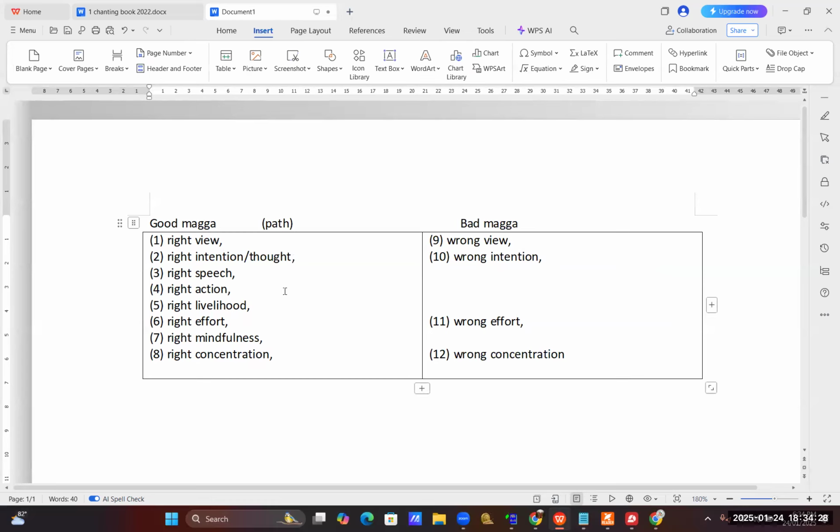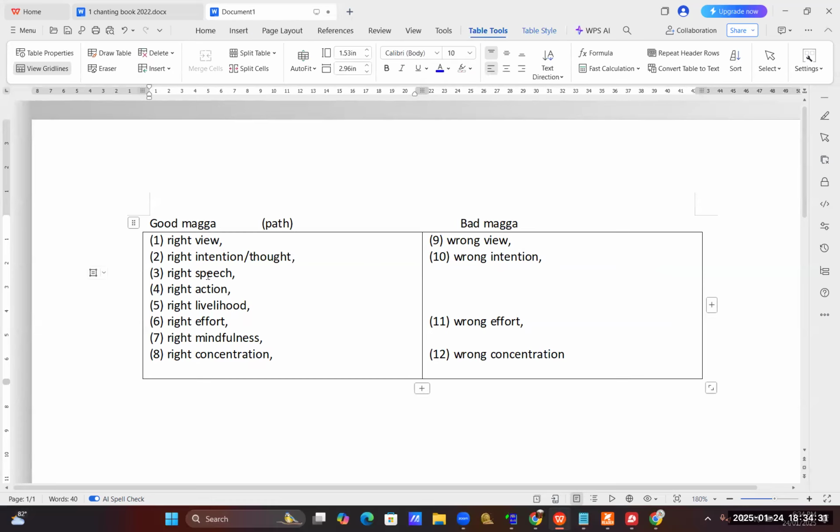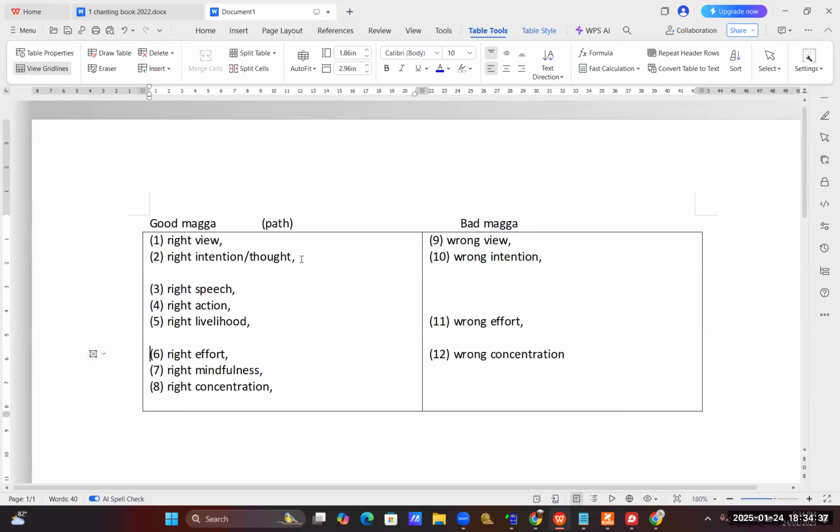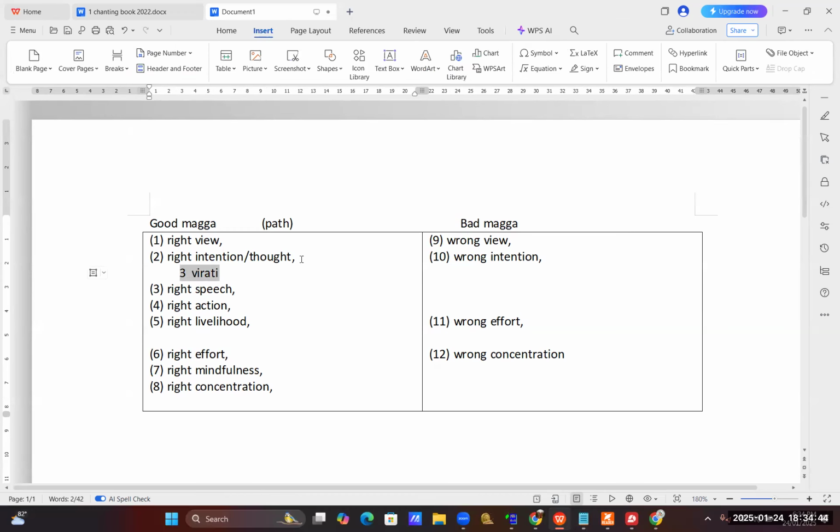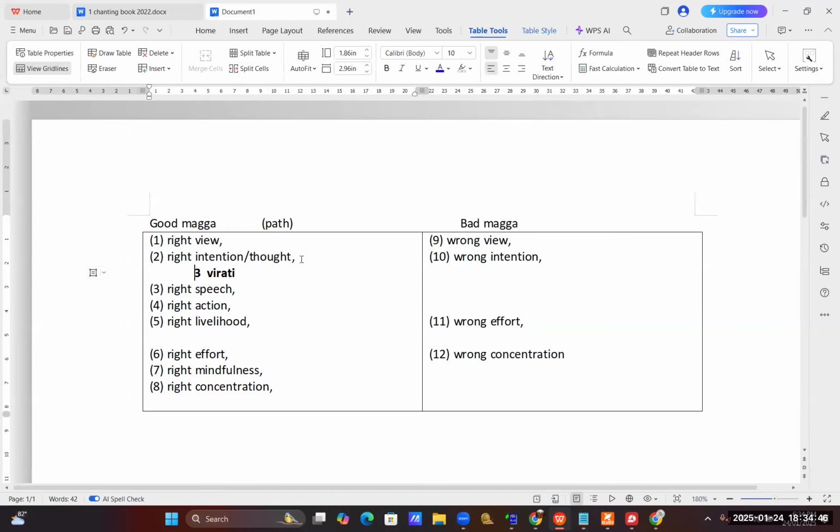Now the question is, now these 3, right speech, action, livelihood, this one we call the virati. I think you all remember when you learned the Cetasika. So these 3 are called 3 virati, right? So I rewind it, because I think most of you having holiday 2 months, you all forget the Pali also. So abstinence. So in the bad path, you don't have these 3. Okay, you don't have these 3.